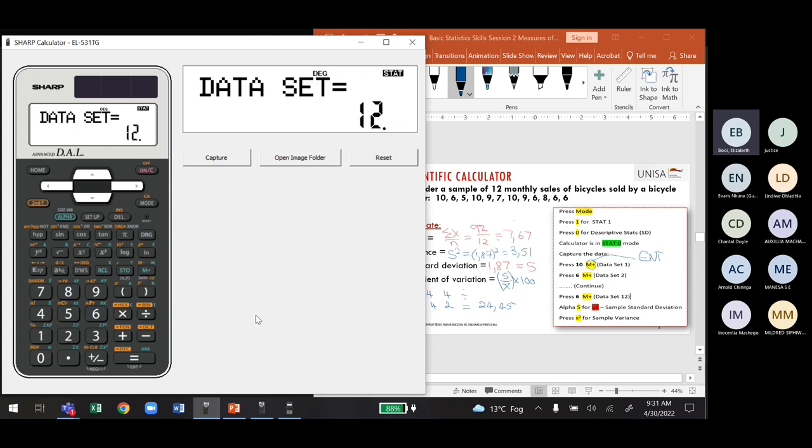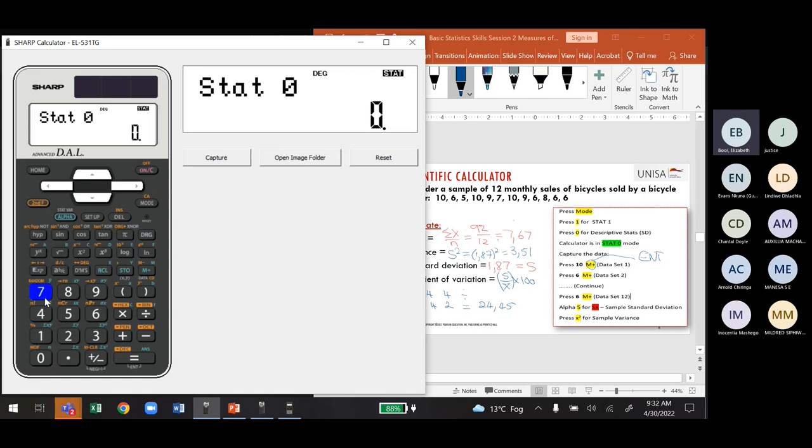Also for those who are using the financial one, when you capture and you see that the count is not getting to 12, say you are on number 6, then it means there is something wrong that you did. You just need to do second function, CA, and second function and the mode so that you clear your calculator. Once you have captured all 12 data sets, you can press the on and off button. Your data is stored in the memory of the calculator. Now you are ready to calculate the mean, the standard deviation, and so forth.